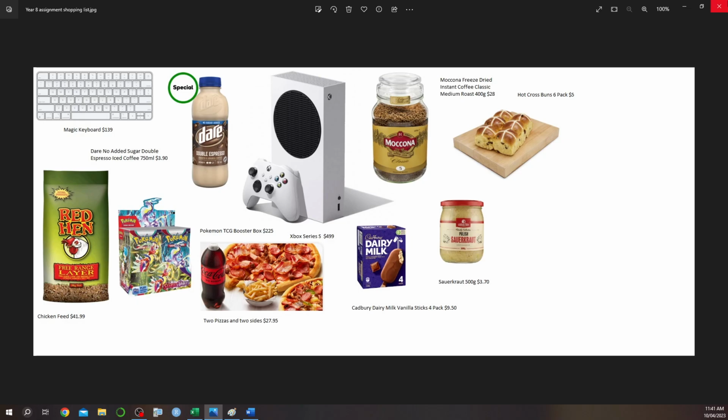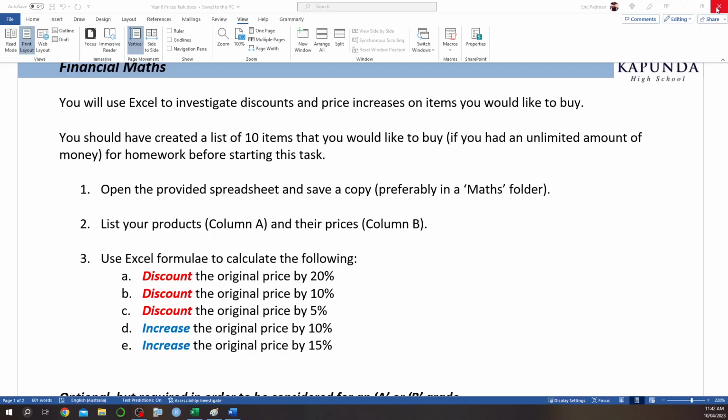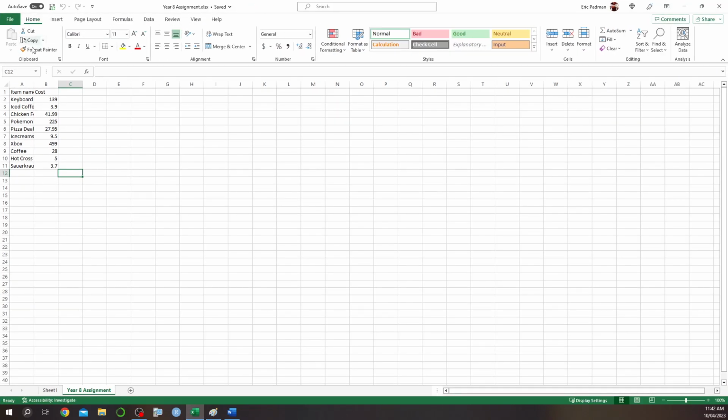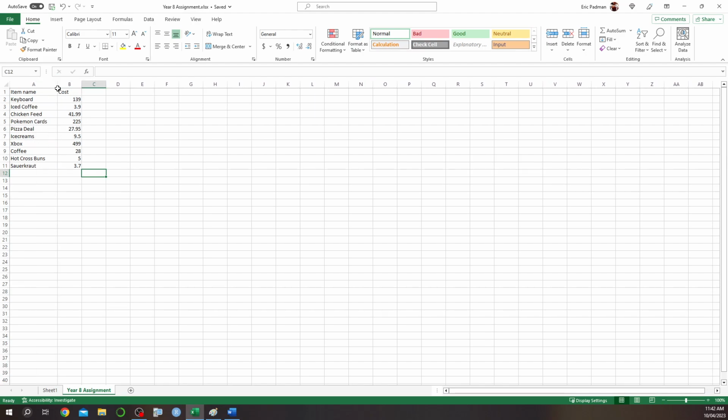In terms of those 10 items, I have gone and put them into a spreadsheet. So let's have a look at our spreadsheet. Here it is. I just got the item names and the cost. Now, I might just do a couple of things with this. You notice that the item names are actually being cut off by the cost. I'm going to take this column and move it across. Now I can see the item.